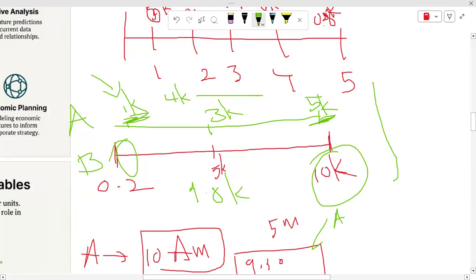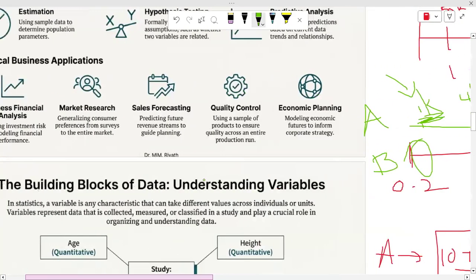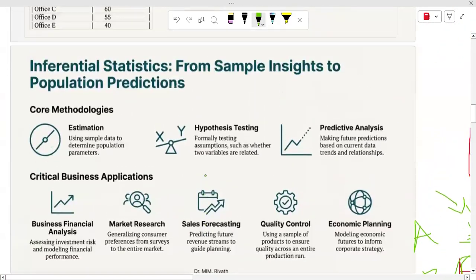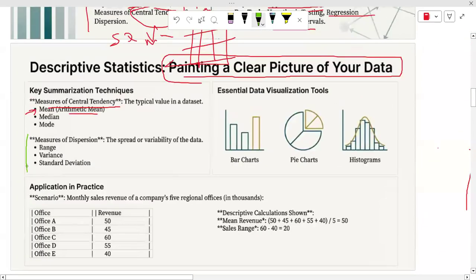Now we just look at this slide. Look at this slide. Now we can understand.